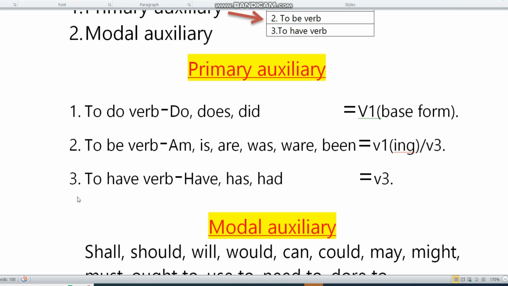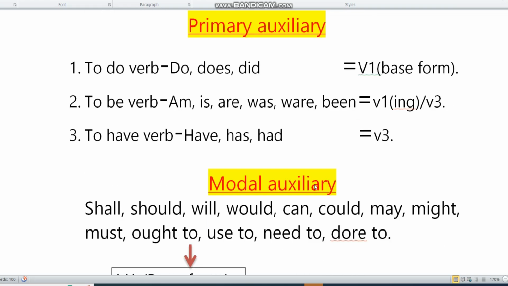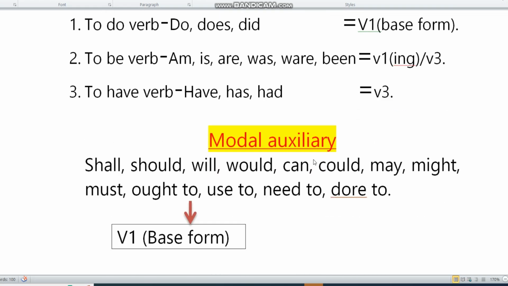So next one, the have verb. After the have verb, we have to use only the past participle form. We cannot use the present form or past form, or the present participle form. So we have to use only the past participle form. We have to remember it. Do you understand?